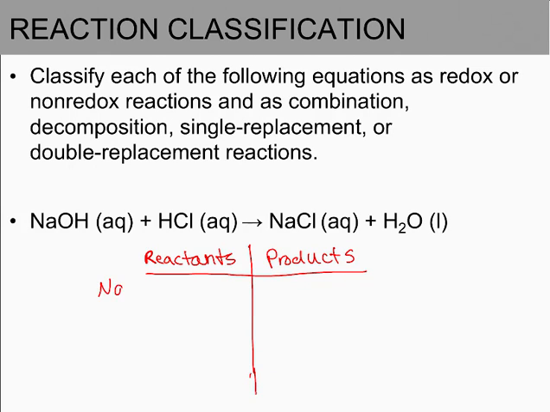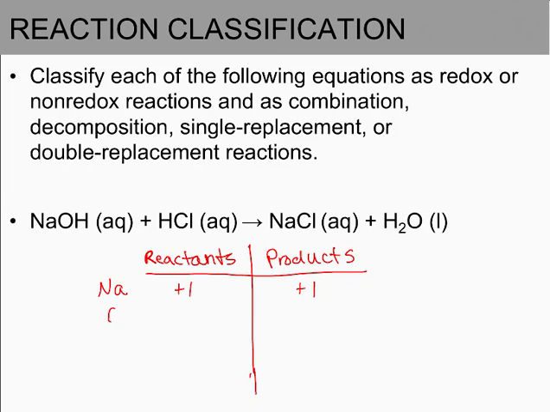So let's start with sodium. In the reactant, sodium is a +1 ion because it's combined with hydroxide, which is a polyatomic ion. So sodium, because it's a group 1A metal, would have a +1 oxidation number. And then in the products, sodium is still an ion. It's bound to the chloride ion. So it will still have a +1 oxidation number.